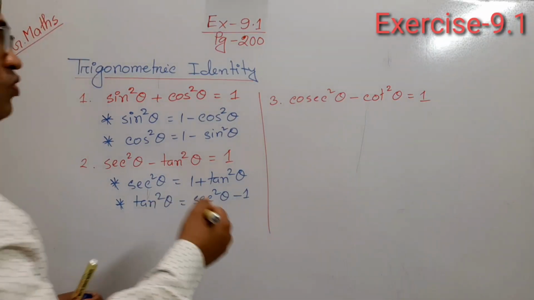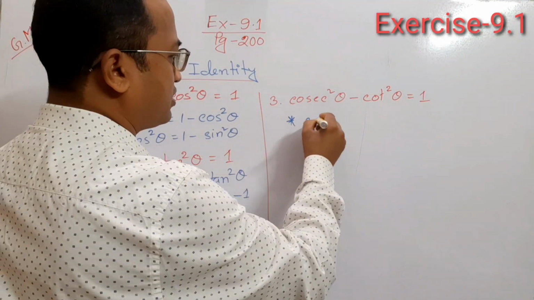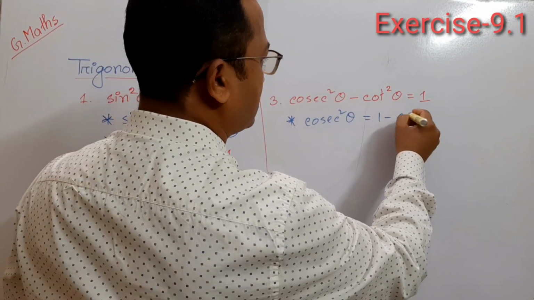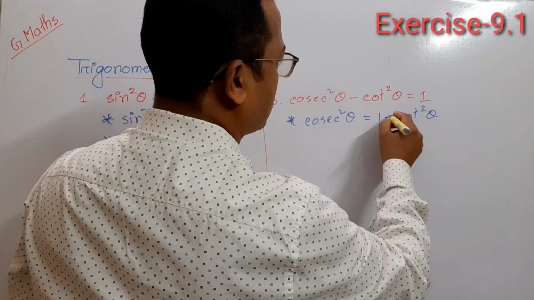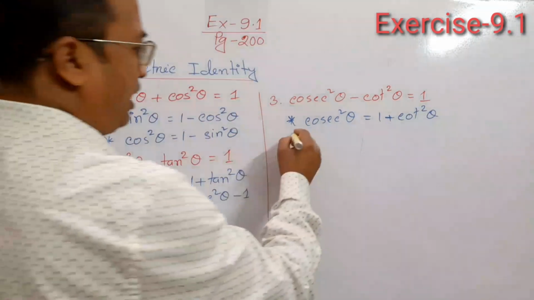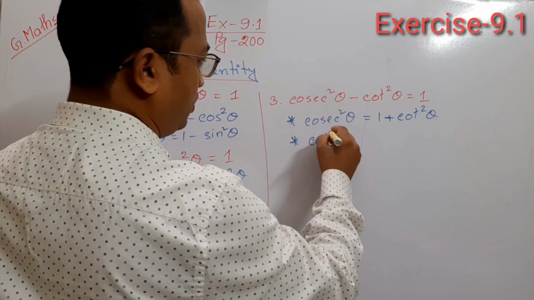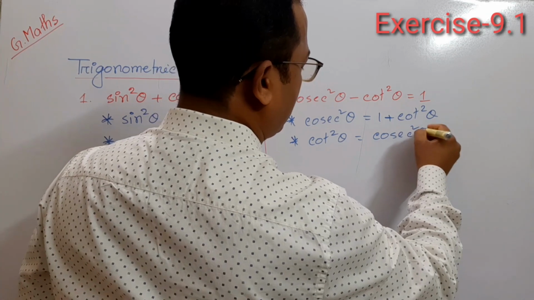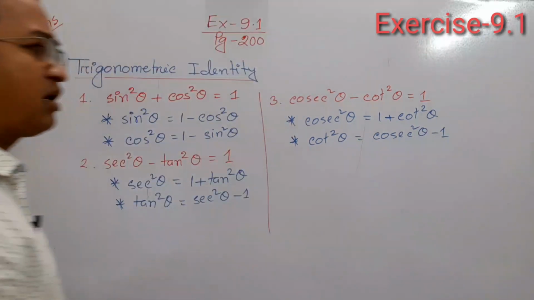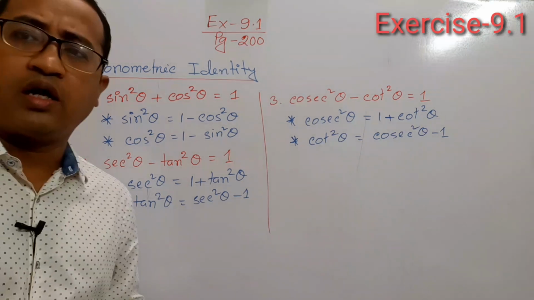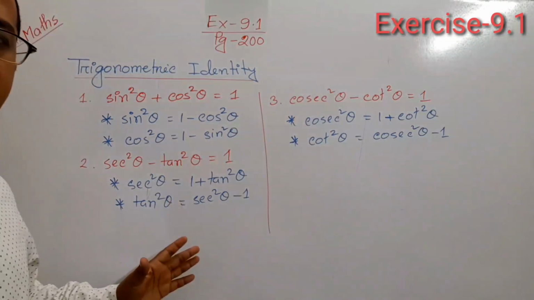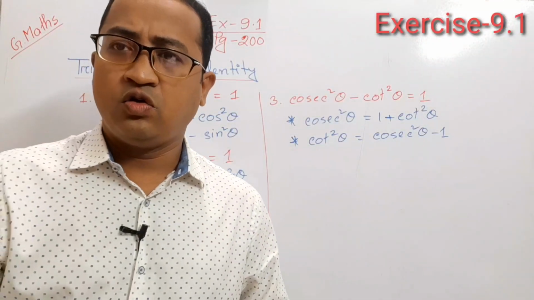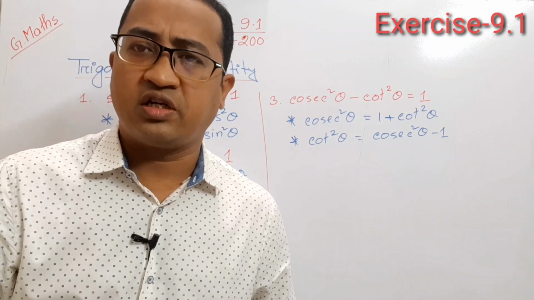Here also we get two more, that is cosec square theta equal to 1 plus cot square theta, and cot square theta is equal to cosec square theta minus 1. There are 9 formulas. At first you should know these, after that you can solve all the math of this exercise very easily. So all of you please note it.